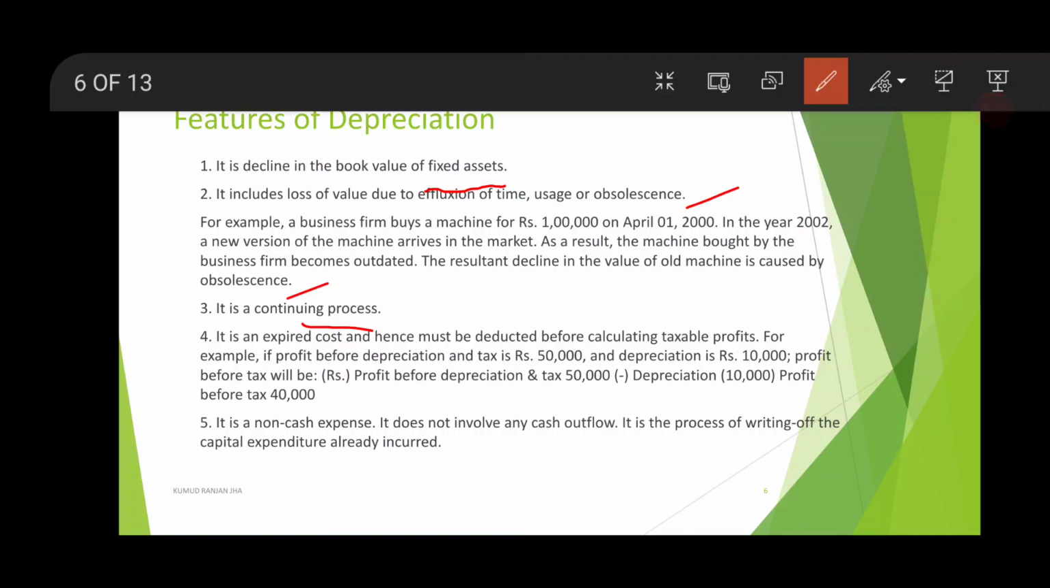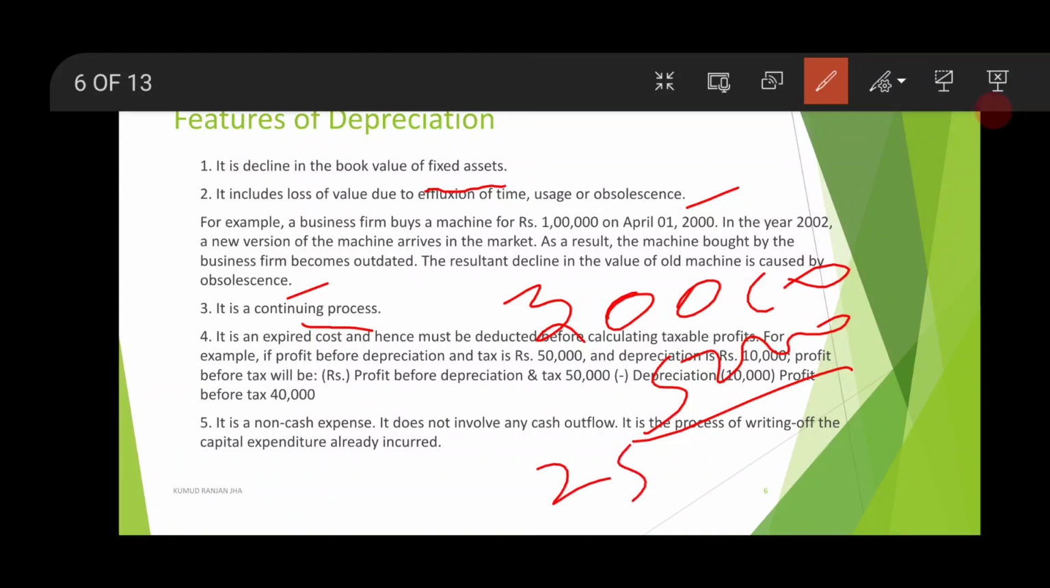It is an expired cost and hence must be deducted before calculating taxable profit. For example, if profit before depreciation and tax is 50,000 and depreciation is 10,000, profit before tax will be 50,000 less 10,000, that is 40,000. मीन्स आपकी कोई भी profit है, suppose मैंने 30,000 लिया और depreciation हमने assume किया कि 1 year 5,000 का है, तो we have to deduct it, 5,000 on the 30,000, and 25,000 will be the available profit for the owner. ओनर के पास ये 25,000 रुपीज available है.